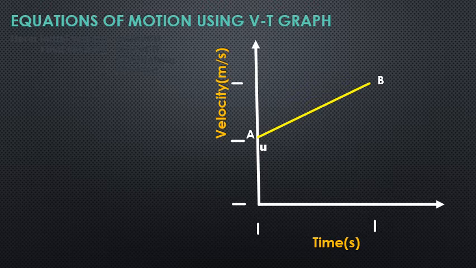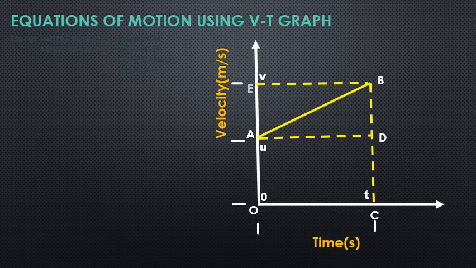Now the initial velocity of the object corresponding to point A is u, and the final velocity corresponding to point B is v. Now the time we have taken from t is equal to 0, and at the end of motion, that is when it reaches final velocity v, the time is t. So all the points have been labeled here on the graph as shown.